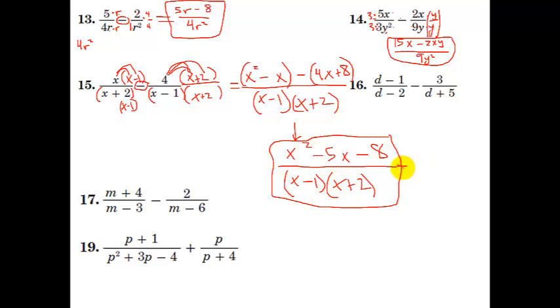The back of the book, I suspect it might actually multiply this out, and it might give you x squared minus 5x minus 8 divided by, if you FOIL this out, you're going to get x squared. Inners is negative 1x, outers is plus 2x, so plus x, and then negative 1 times 2 is minus 2. So it's quite possible that the answer will be in standard form when you're checking in the back of the book.